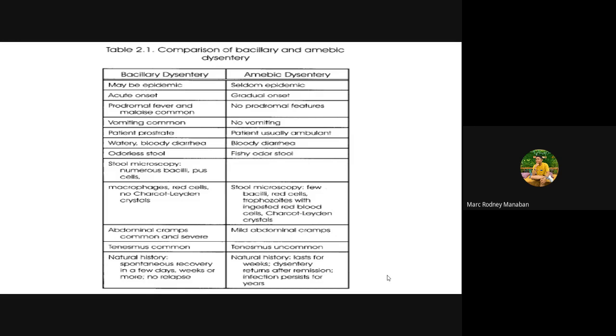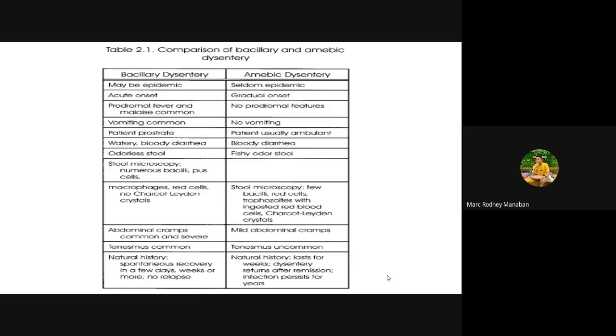For the odor of stool, odorless ang bacillary, amoebic has a fishy odor. For microscopy, very important, in bacillary you can see a lot of gram-negative bacilli because this is caused by bacilli. You also have pus cells and red cells, but no Charcot-Leyden crystals. For amoebic dysentery stool microscopy, few gram-negative rods. Trophozoites, because this is caused by an amoeba, so very important, trophozoites with ingested RBCs and the presence of Charcot-Leyden crystals.